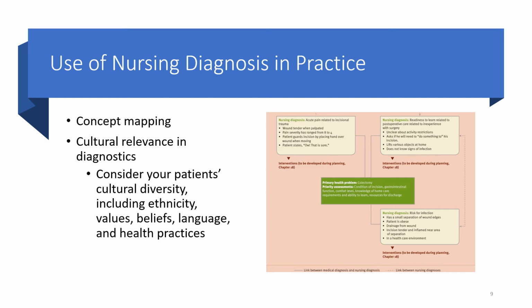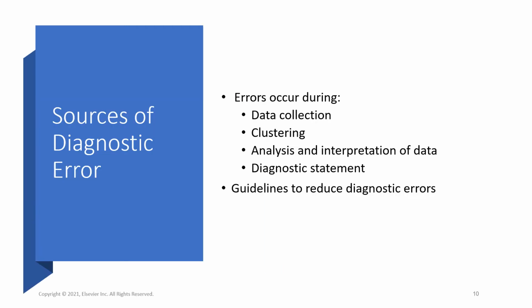There's cultural relevance in diagnostics, so you always want to consider your patient's cultural diversity, including ethnicity, values, beliefs, languages, and health practices. And this is figure 17.5 from the textbook. There are sources of diagnostic error when you, as the nurse, are looking at the information. You could have made an error in your data collection. You could make an error in how you cluster the data, in analysis, in interpretation of data, or maybe it's the wrong diagnostic statement. And so there are guidelines to reduce diagnostic errors as well.